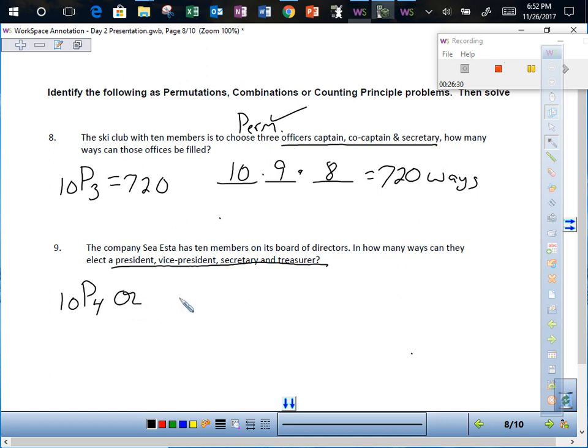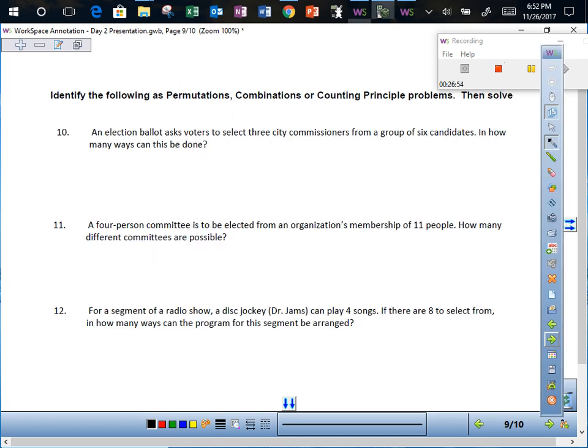If you want to use the blanks, I'm picking 4 officers. I've got 10 people to pick from, and then 9, and then 8, and then 7. Either which way, you're going to get 5,040 different ways to pick a president, vice president, secretary, and treasurer. So guys, you just got to decide if it's a permutation or a combination. Here's my number 10, 11, and 12.